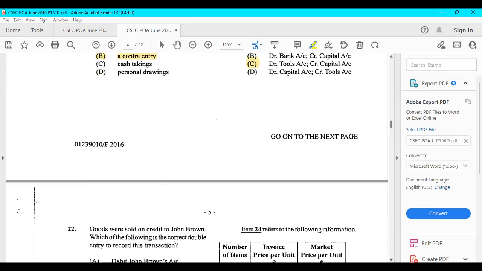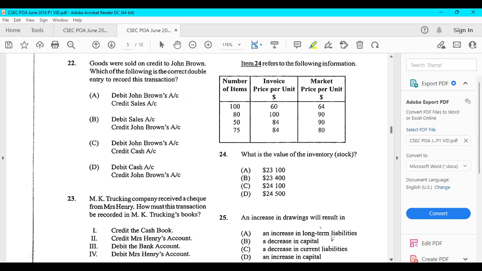All right, moving on. We're at number 22. Goods were sold on credit to John Brown. Which of the following is the correct double entry to record this transaction? John Brown is a debtor because we're selling goods on credit to him. Debtors are assets, and our assets are increasing. So you have to do a debit to your debtors account to show an increase in it, right? So debit to John Brown's account. And our sales are also increasing. Sales is a type of revenue account. Whenever our revenue increases, we have to do a credit entry. So we're going to debit John Brown's account and credit our sales account.